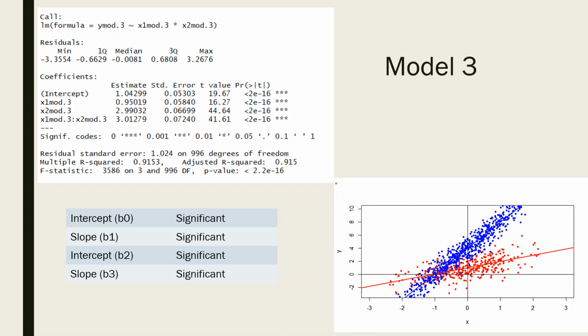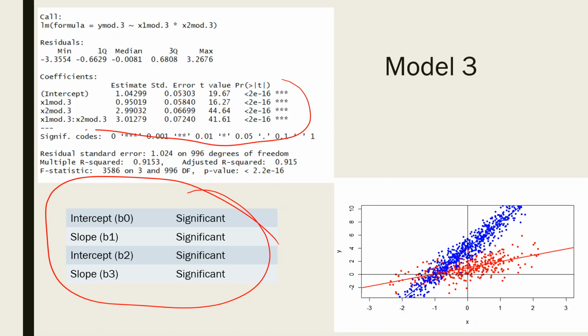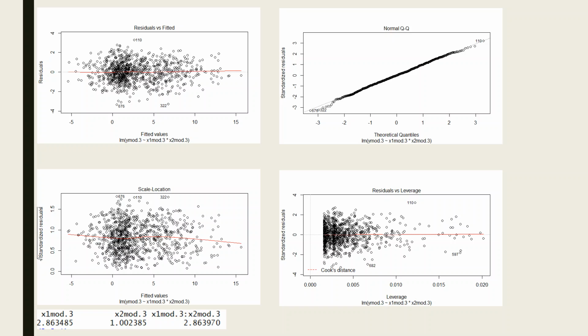Okay, so here in model 3, both our intercepts and both our slopes are significant, and that's what we can see here. There is a change in our intercept and there is a change in our slope. What we can also see is that both our predictors, the independent variable and our moderator, as well as the interaction effects, are significantly different from zero, along with our intercepts. And based on our diagnostics, they are fairly BLUE as well.